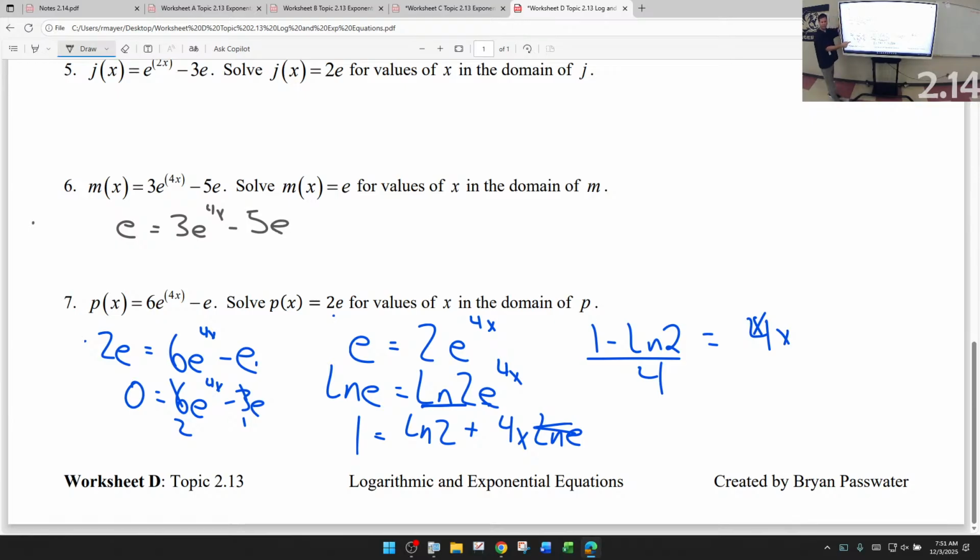I think this works almost exactly like this one. So we can move the 5e over here and make it 6e. In fact, I don't know what the difference is other than we got a bigger number. Yeah, I think this works exactly the same way. So I'm going to move this 5e over here and get 6e. Divide both sides by 3. Take the natural log of both sides.